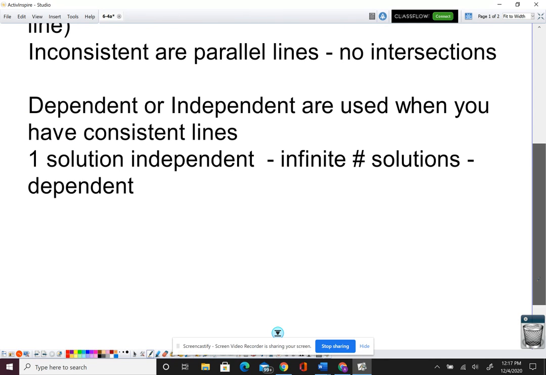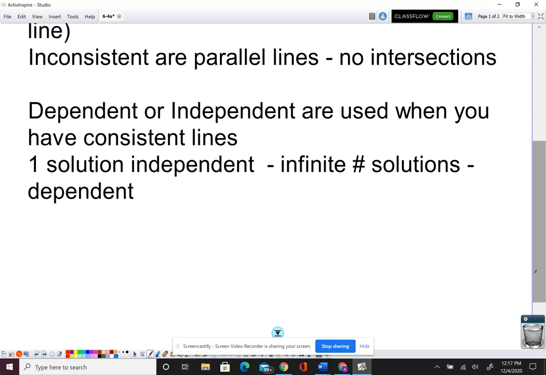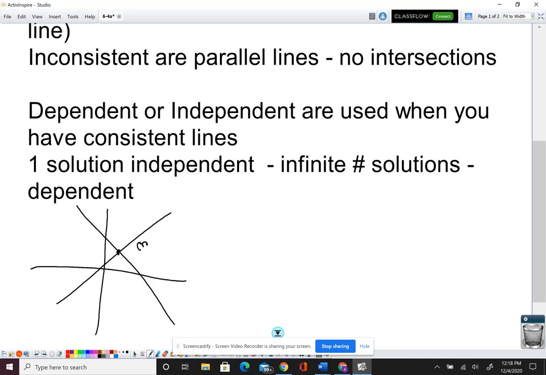Consistent independent lines are lines where there's one solution only. So if we look at a graph and we have a line that looks like this, there's one intersection. So this is consistent because it intersects. And it is independent because it only intersects in one place.